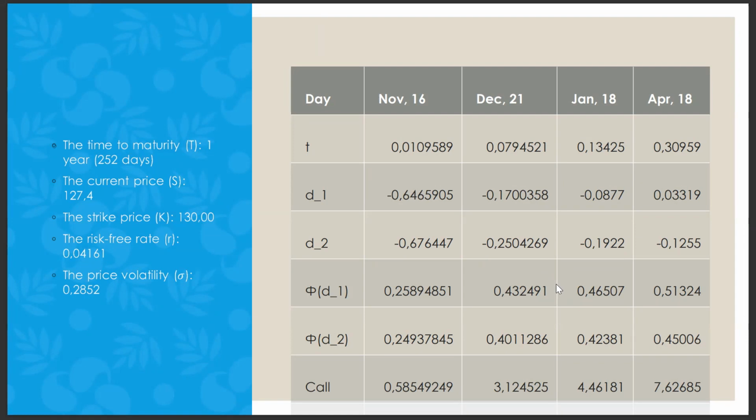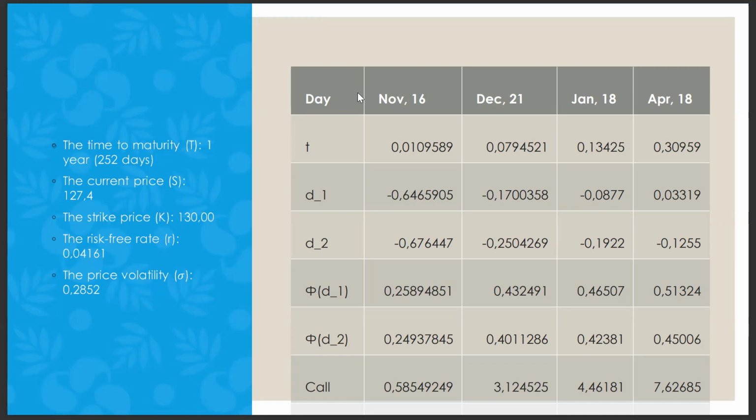So what is our idea? What is this implied volatility? Let me explain this using this example. Okay, for example, we have the time to maturity, the current price, the strike price, the risk-free rate, and the price volatility. So this is what is given.